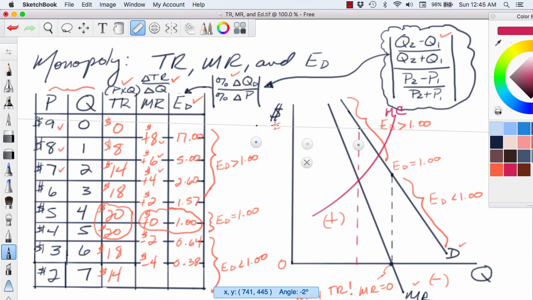Isn't that cool? Almost makes you want to be an econ teacher and get to use the tools. So we'll use that. We're going to get rid of that.